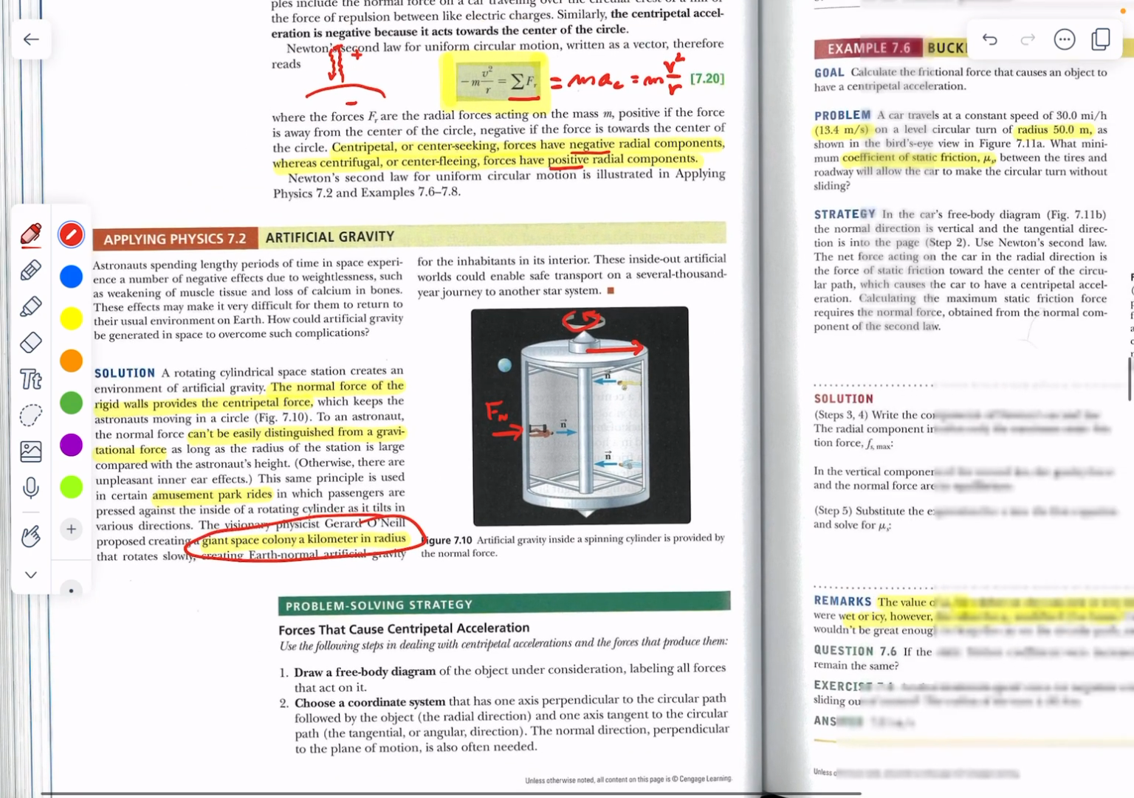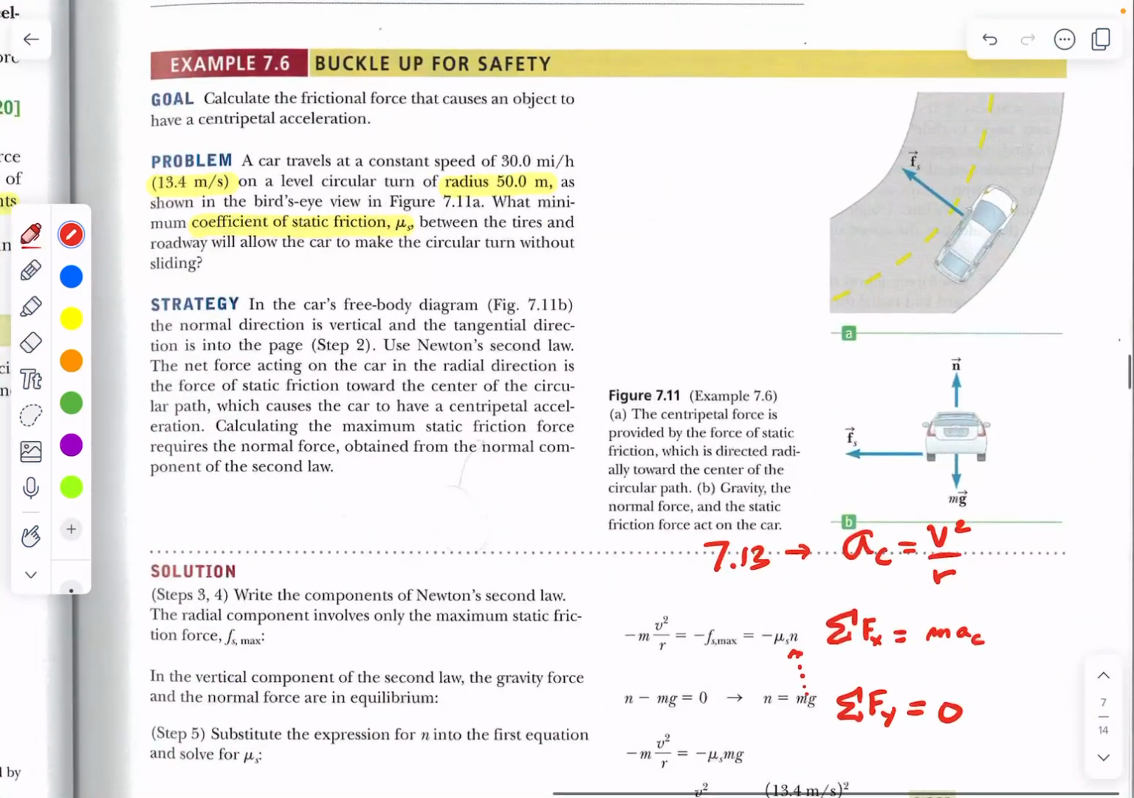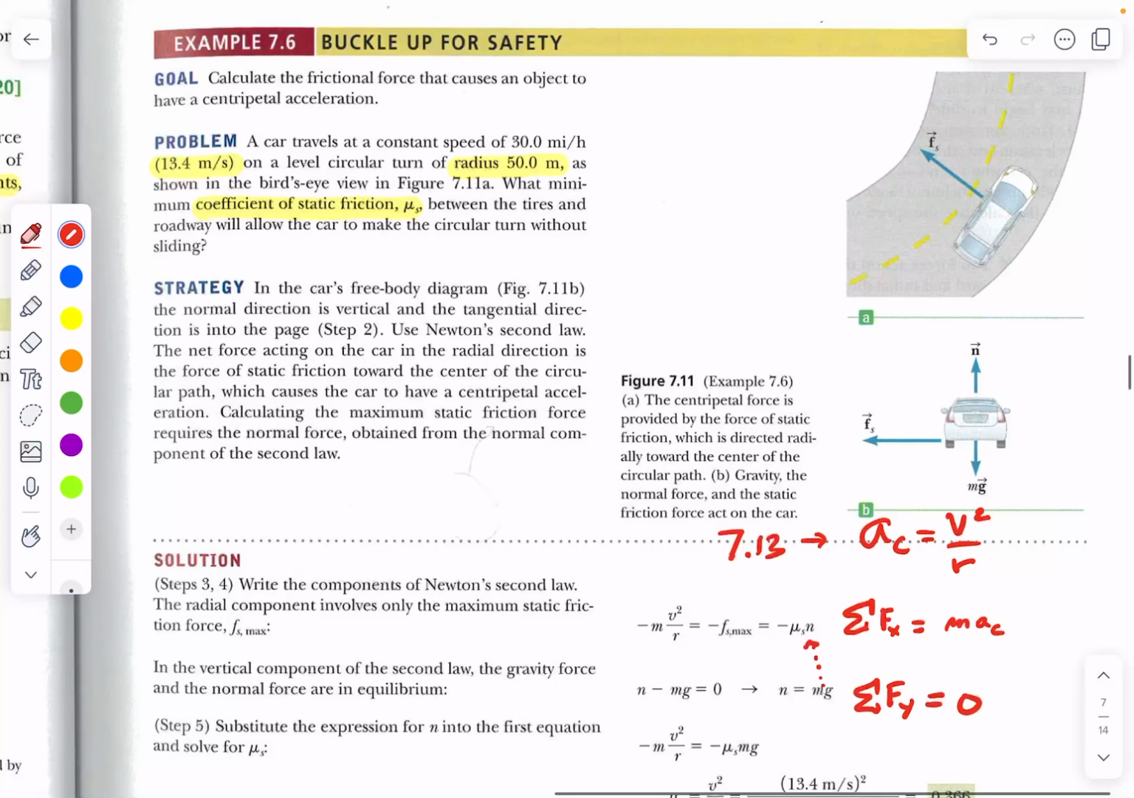So let's take a look at another problem. Calculate the frictional force that causes an object to have centripetal acceleration. And so this frictional force is going to be the centripetal force, because it's the force that is holding the car on the track as it goes around the bend.